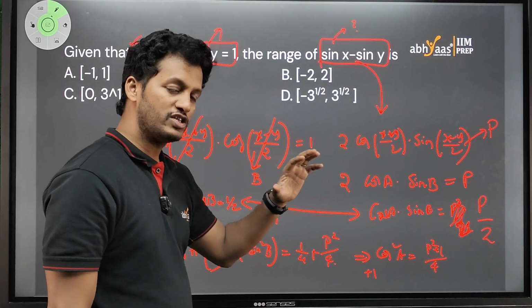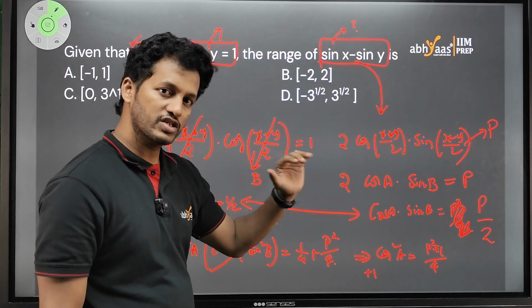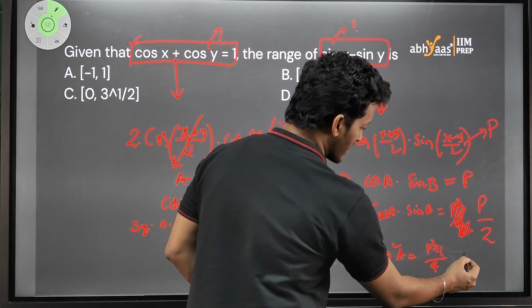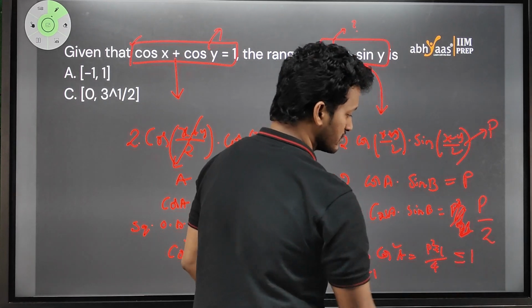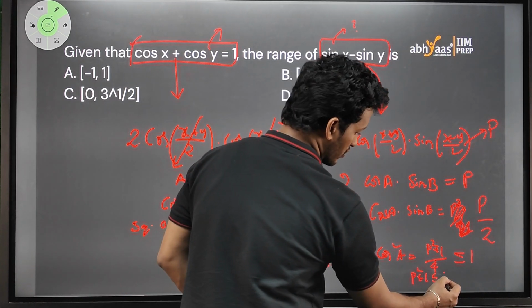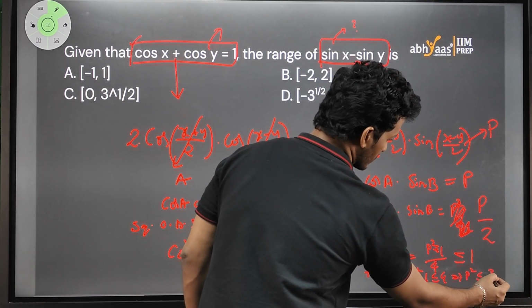The range of cos a will be minus 1 to 1. But cos square a is only 0 to 1. The range is 0 to 1, the maximum value is 1. So can I write this as less than or equal to 1? Yes. So p square plus 1 will become less than or equal to 4. That means p square is less than or equal to 3.